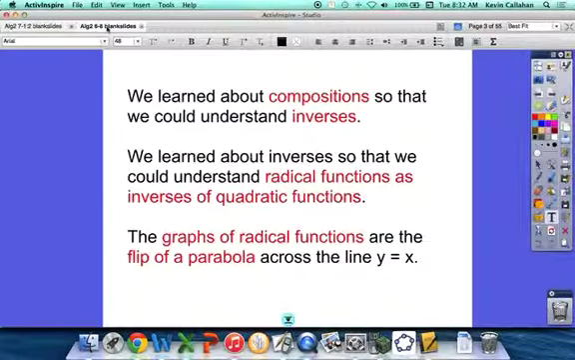So I showed this one at the beginning of last class. In 6.6, we learned about compositions of functions. It was one of the function operations we could do. And we learned about that so that we could learn about inverses, and what happens when you take compositions of inverses. We learned about that so that we could understand radical functions as inverses of quadratic functions, which means that the shape of the graph of a radical function is the flip across the line y equals x of a parabola.